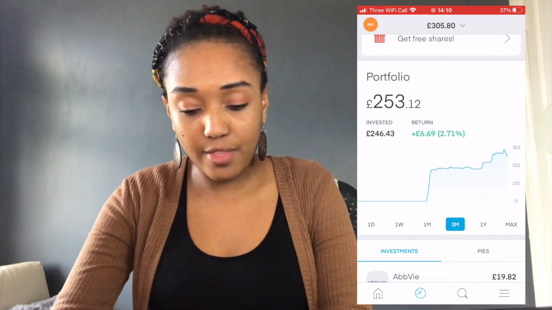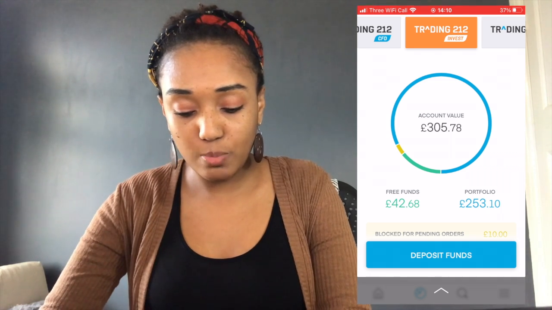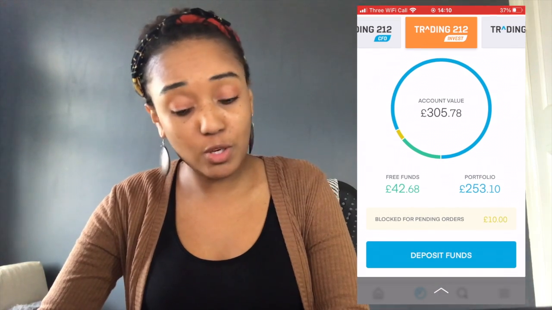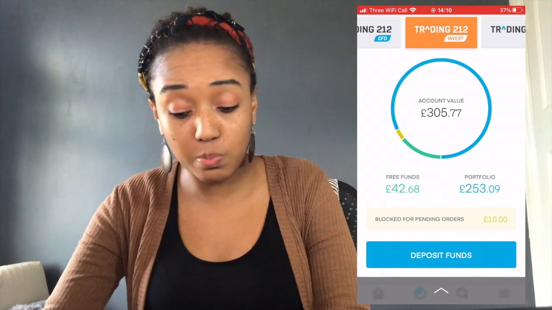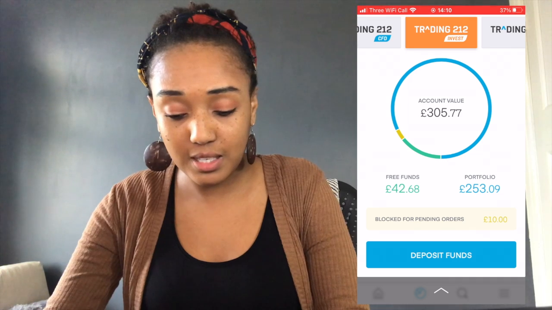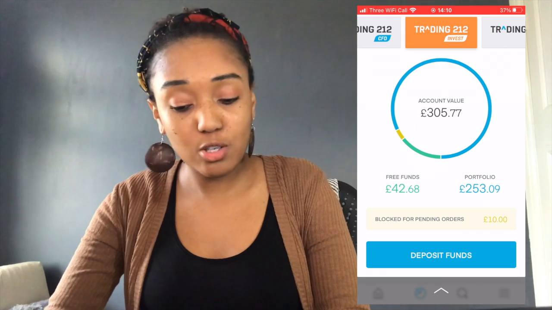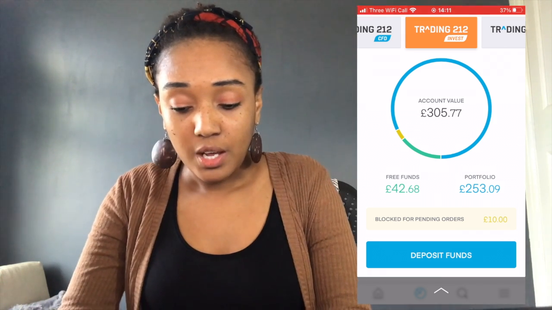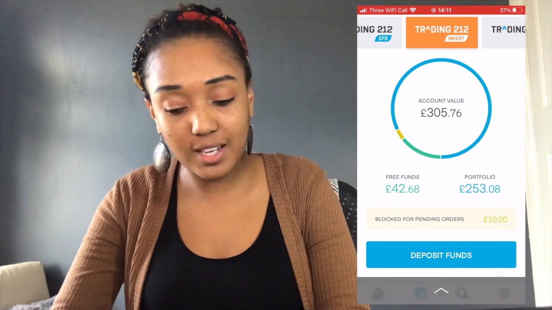So if I click at the very top, that INV, which stands for invest account, it shows me that I have £42 worth of free funds. I have £253 in my invested portfolio, and I actually have £10 blocked for a pending order once the US market opens in about 20 minutes. And you can also see that my total account value is £305.77.